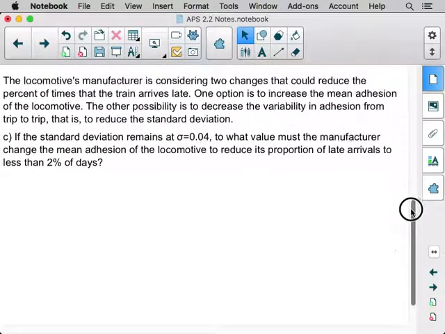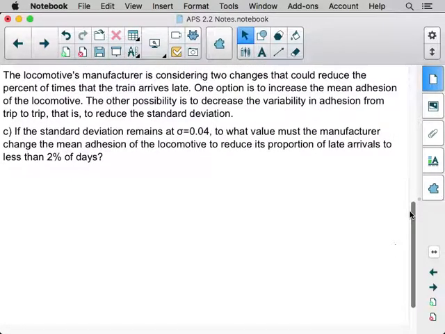Okay. So the locomotive's manufacturer is considering 2 changes that could reduce the percent of times that the train arrives late. One option is to increase the mean adhesion of the locomotive. The other possibility is to decrease the variability in adhesion from trip to trip. That is to reduce the standard deviation. So we have 2 options because they obviously want to reduce the number of late trains, because weren't 5% of the trains late? So they want to try to adjust this, okay, make that smaller.